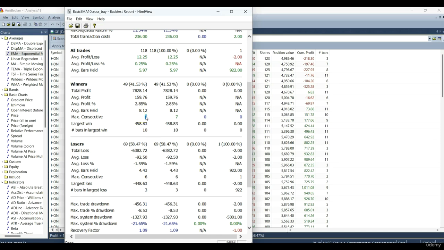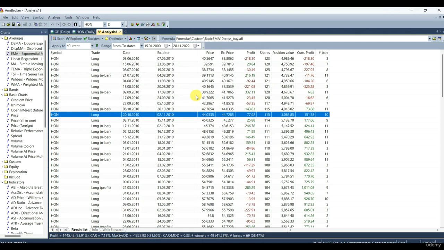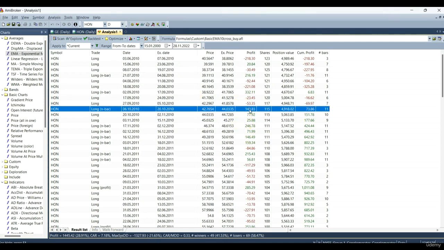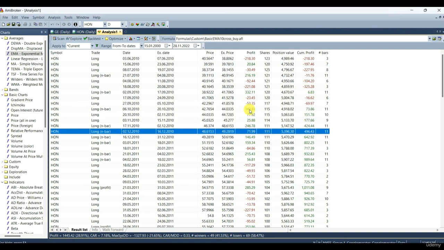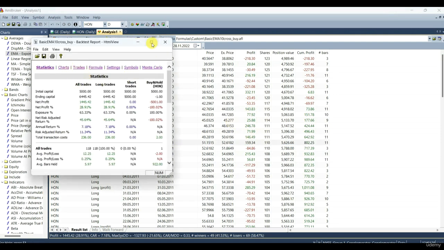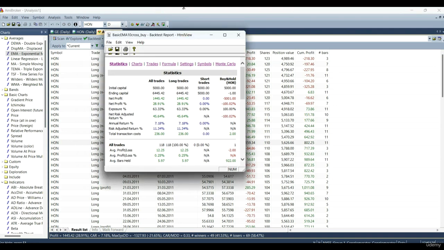Max consecutive means that the maximum was 7 consecutive winning trades. So there was a streak of 7 winning trades. And this is 6 consecutive losers. We can see all of this in the report. So for example, here we can see a streak of 1, 2, 3, 4, 5, 6, 7 winning trades. That's the row of 7 winning trades.